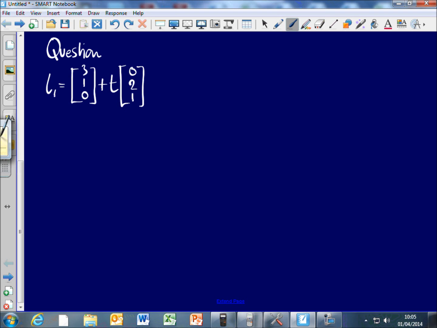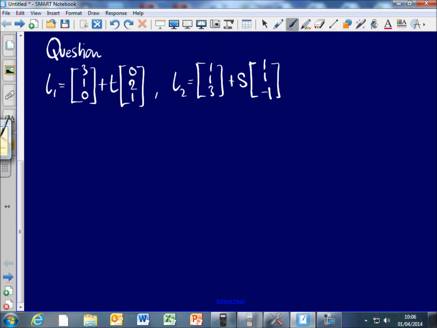And the second line is going to have the A component 1, 1, 3, and then a scalar multiple, which I'm going to call s, multiplying the direction vector 1, 1, minus 1. So we want to first see, where do these lines cross?